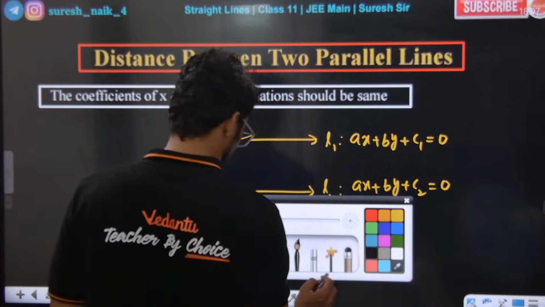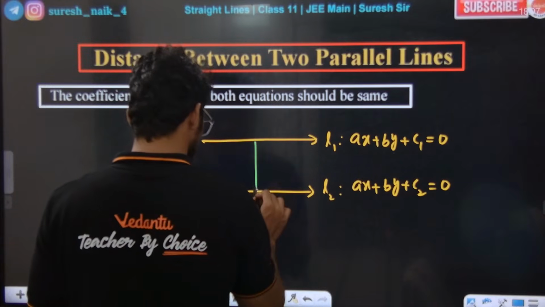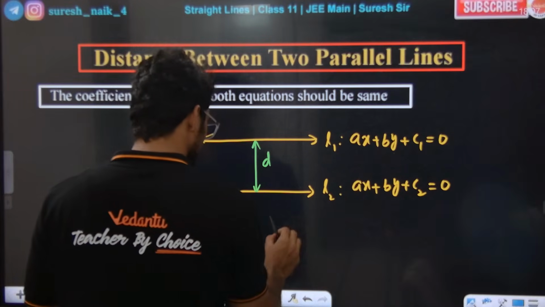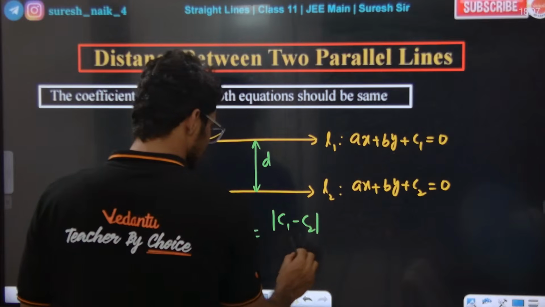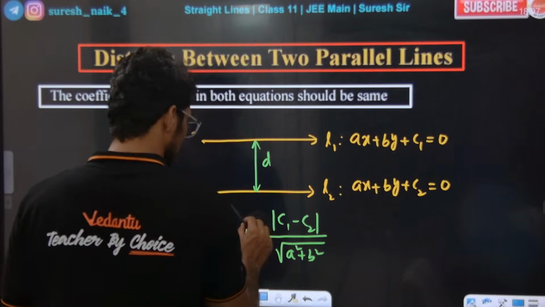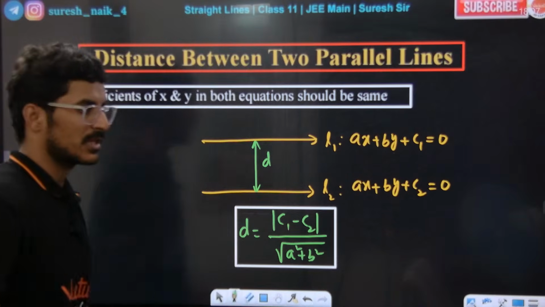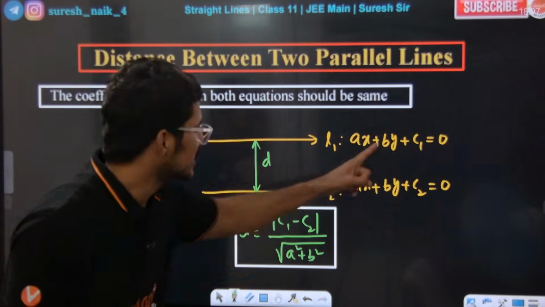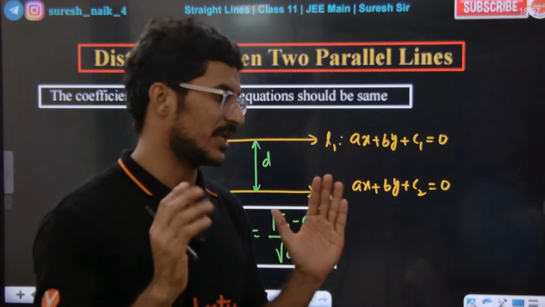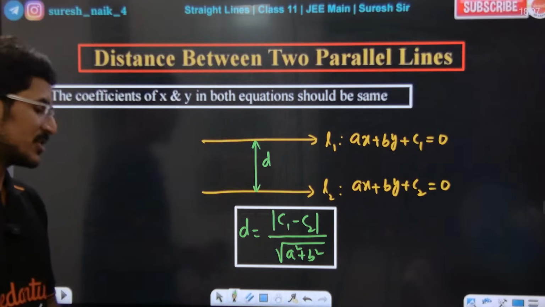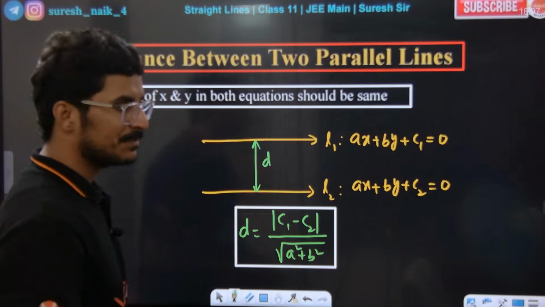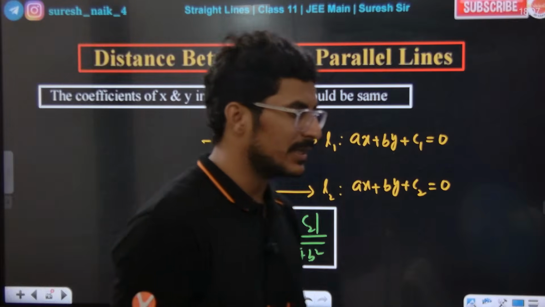We need to find out this distance. The distance is simply the difference of the constants divided by the square root of a square plus b square. Yes or no? This is your distance formula: modulus of c1 minus c2 divided by the square root of a square plus b square. Right? Yes or no, Chintu, tell me. Absolutely yes. Clear idea?